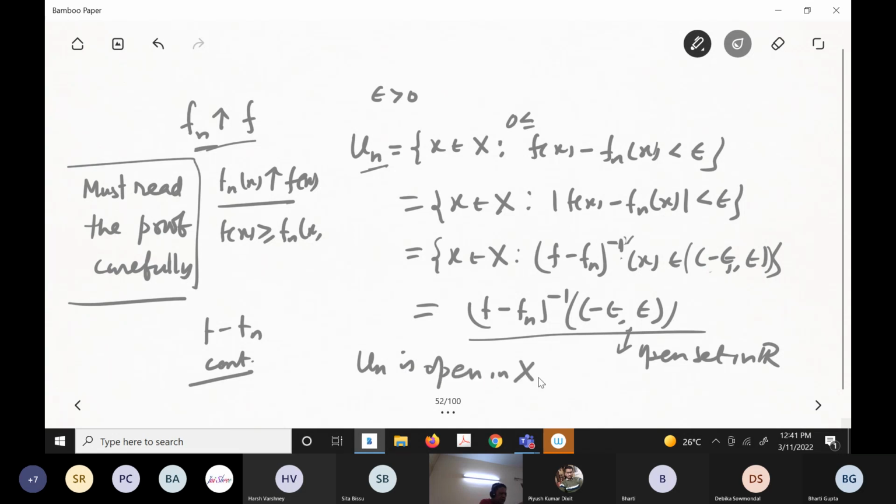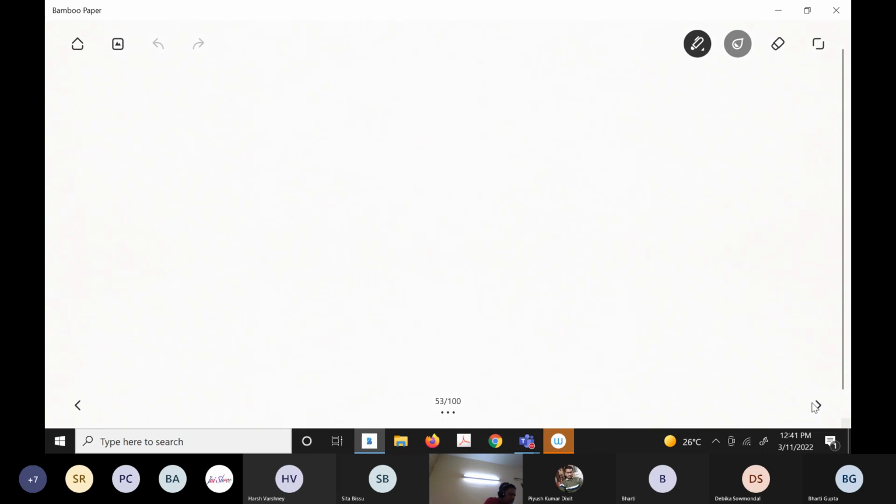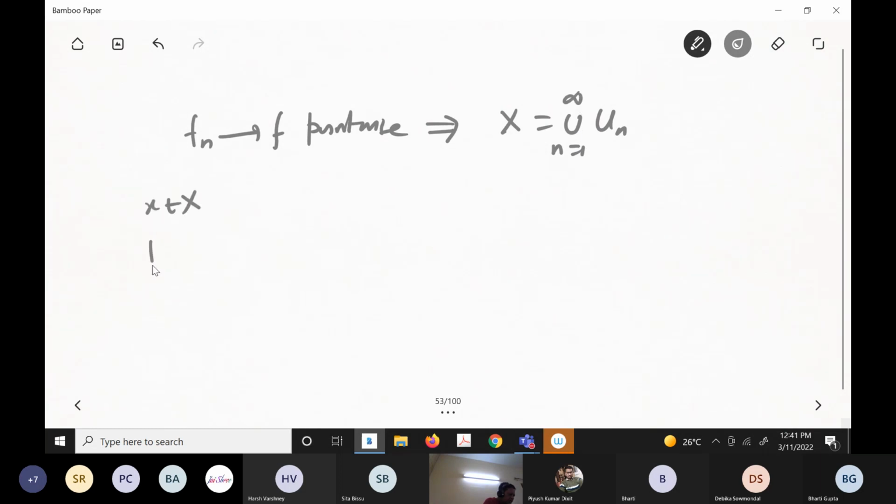Now look, where I have used pointwise things. This is fine; I have only used that fn and f are continuous. I have not used pointwise convergence. Now you should check that since fn converges to f pointwise, this implies that for each x you take, fn(x) converges to f(x).